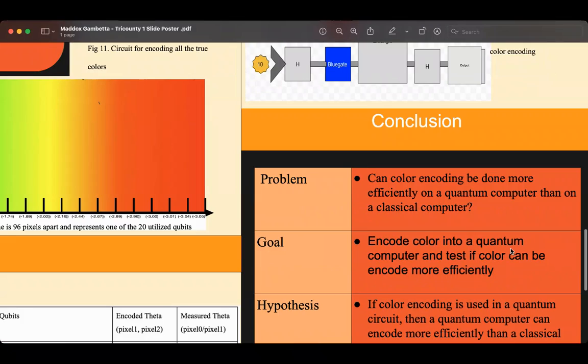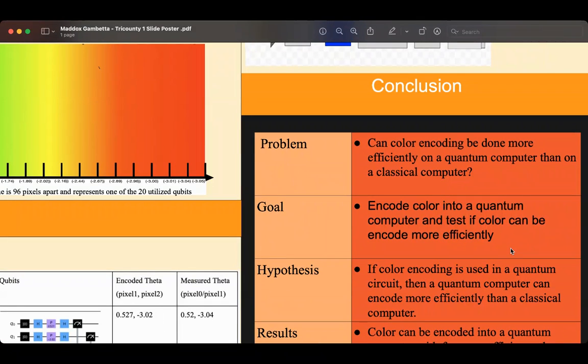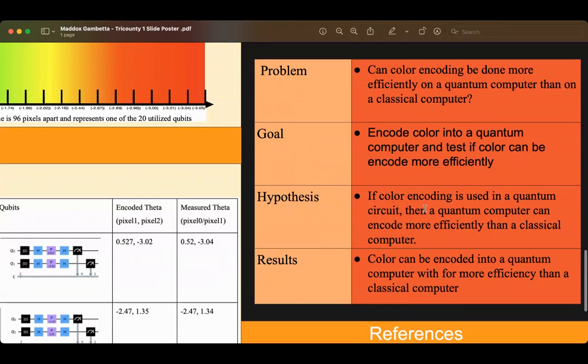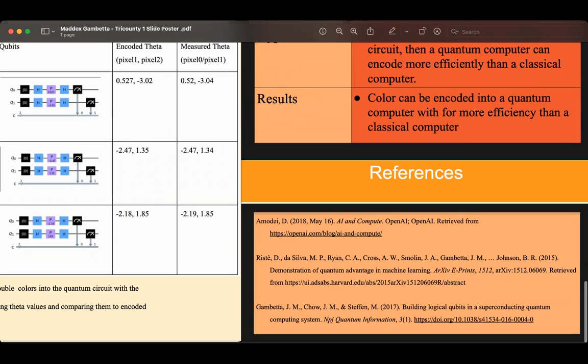with machine learning. In conclusion, my problem was, can color encoding be done more efficiently on a quantum computer than on a classical computer? And I hoped to encode color in a quantum computer and test if color can be encoded more efficiently. I believe that if color encoding is used in a quantum circuit, then a quantum computer can encode more efficiently than a classical computer, and I found that color can be encoded in a quantum computer with far more efficiency than a classical computer.